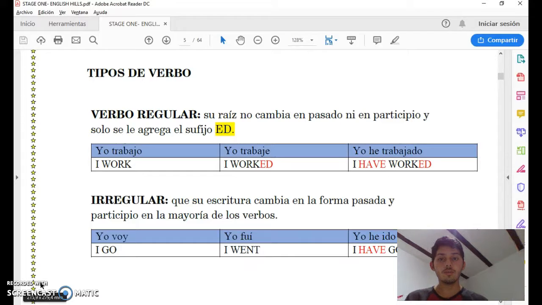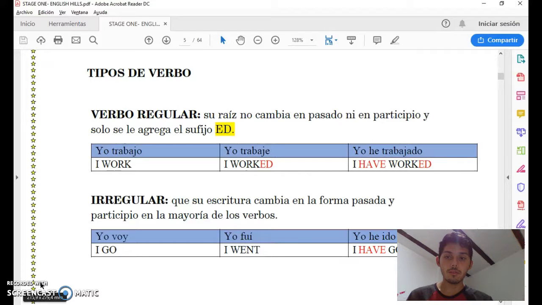And also, one thing that you must use when you are creating a negative sentence and a question, which is the auxiliary did. So I can take advantage of this. First of all, making a difference between regular and irregular.